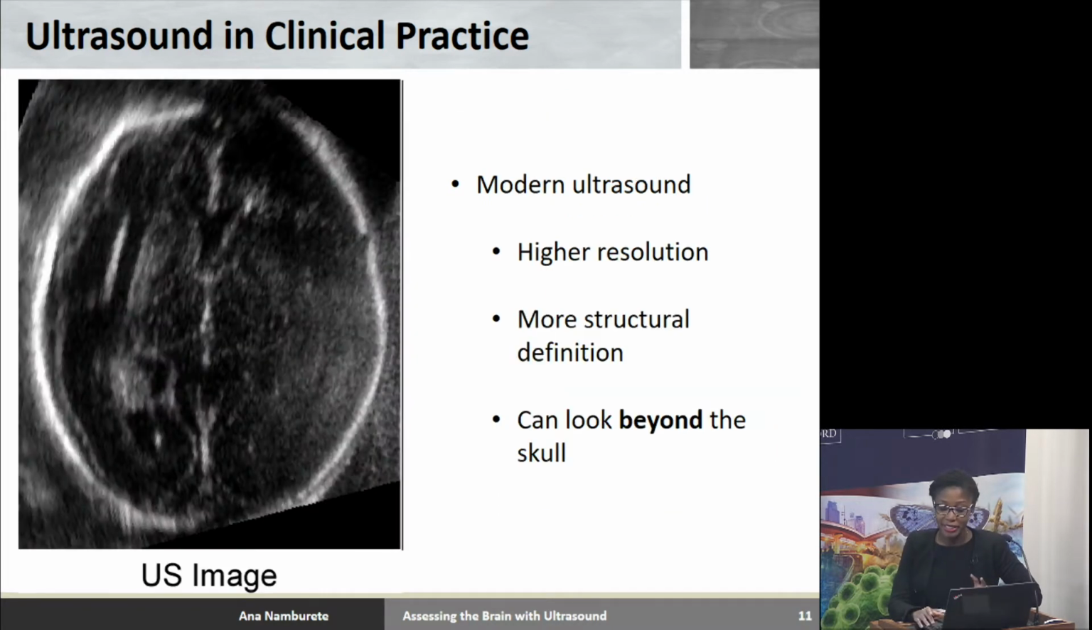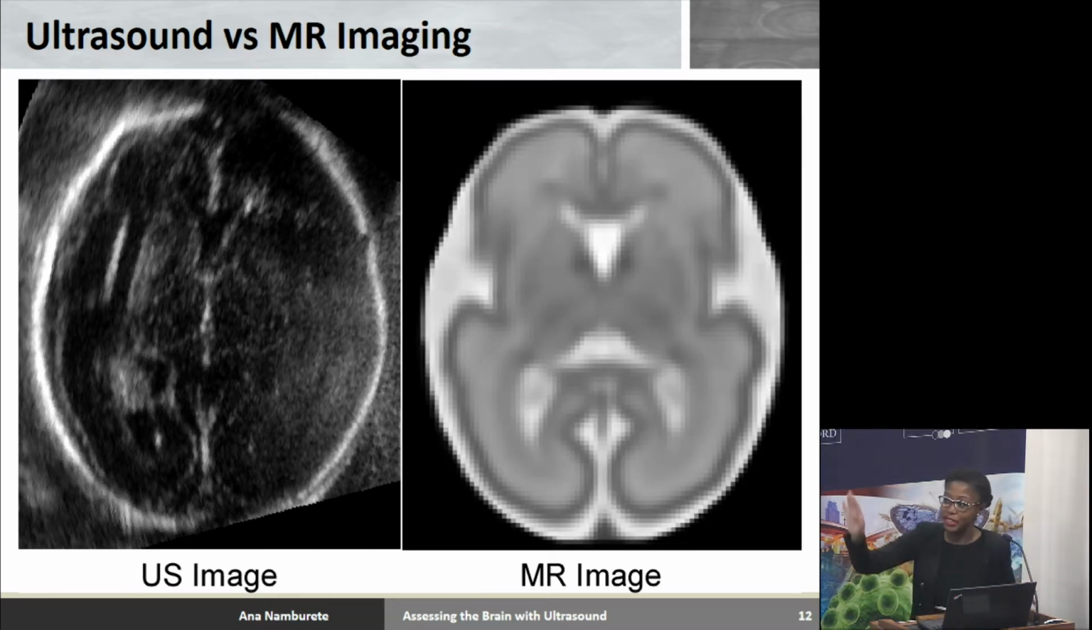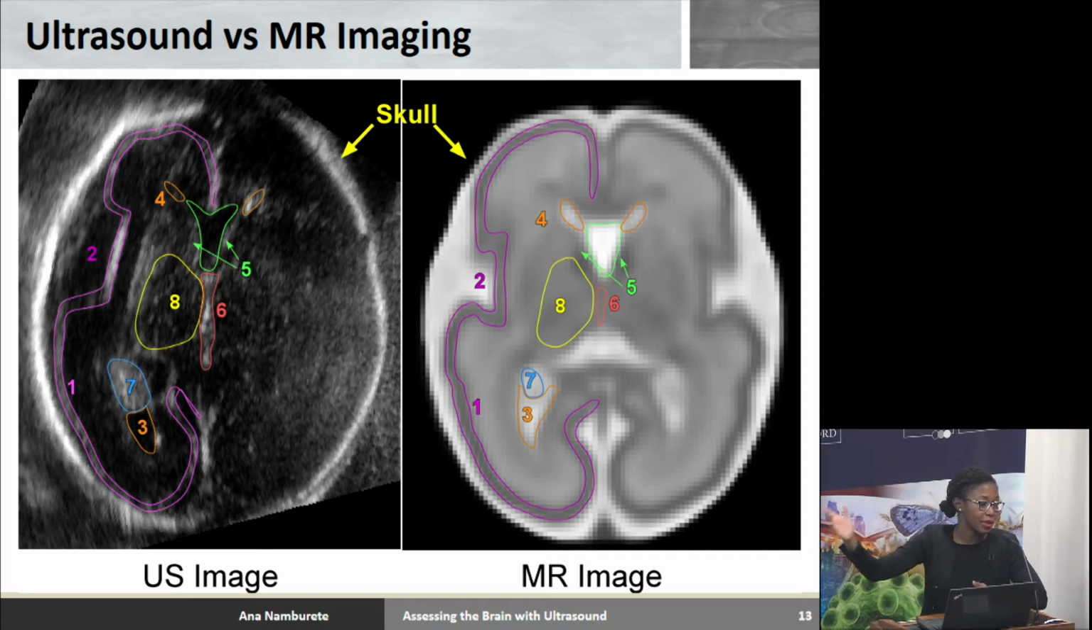However, we have to move on, and we have to start thinking about what modern ultrasound looks like. And this is what we get these days. We do get higher resolution, we get more structural definition, as you can see on the left side of the image. That really allows us to start thinking beyond the skull, beyond the cranial vault, as I think of it. And in fact, if we look at an ultrasound image next to an MRI image, we can see that although the intensity values are so different, there is correspondence between the structures that we do see between them. So it's just a matter of understanding it.